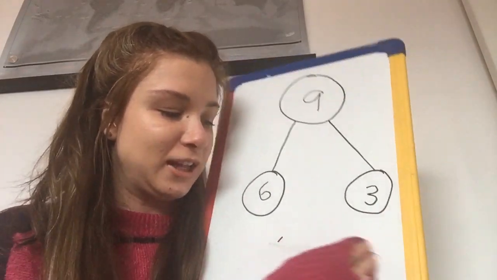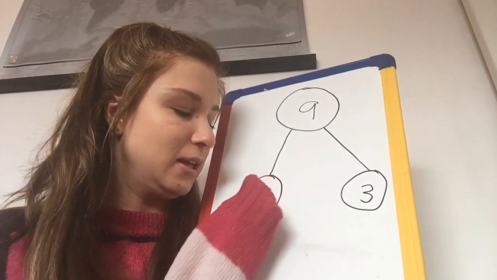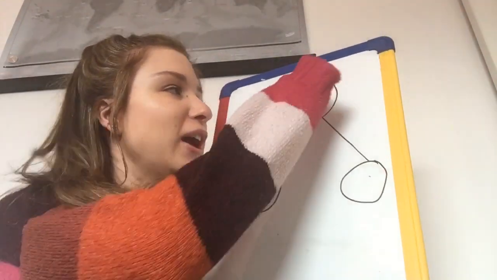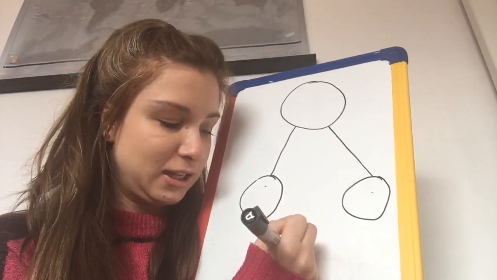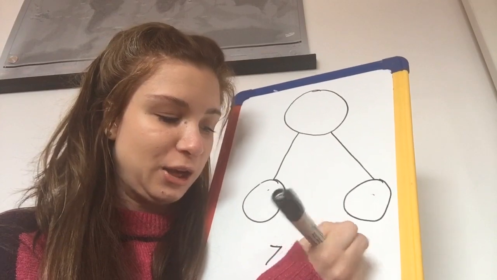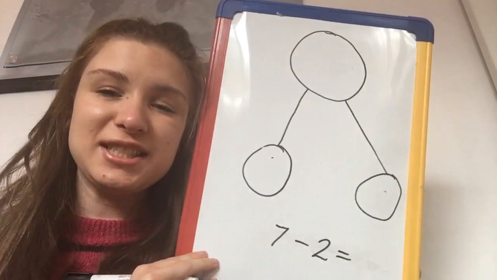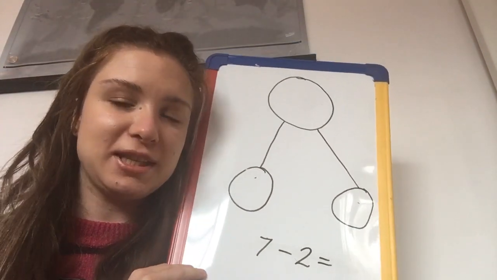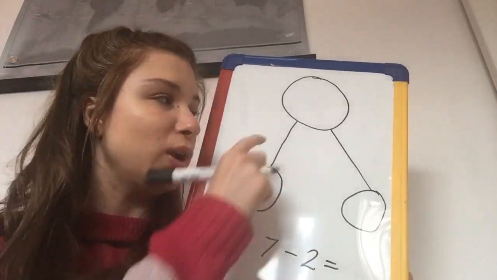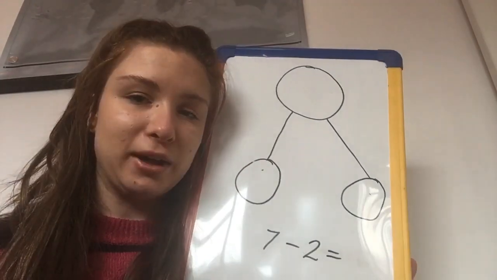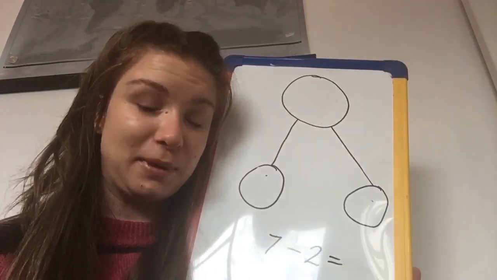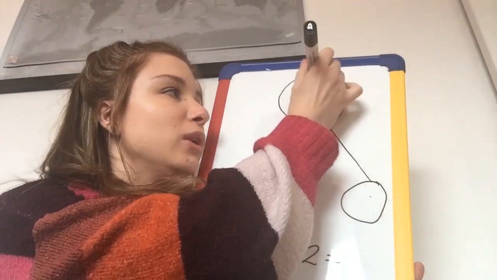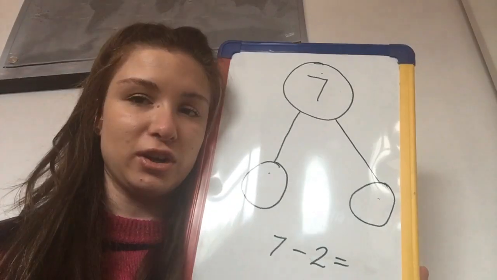Now let's have a go at taking away. Let's have a think of a question. Let's do 7 take away 2 equals what? Now this gets a little bit trickier when we do this, doesn't it? Because our whole has to be our biggest number. And if we're taking away, our biggest number is now at the beginning. So our whole is now 7.